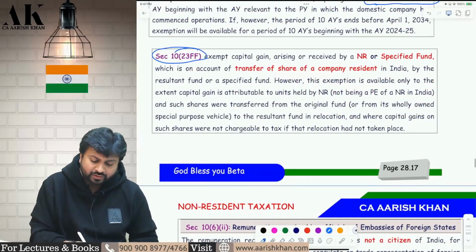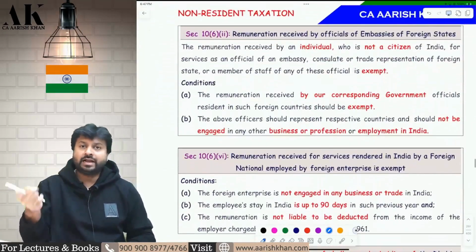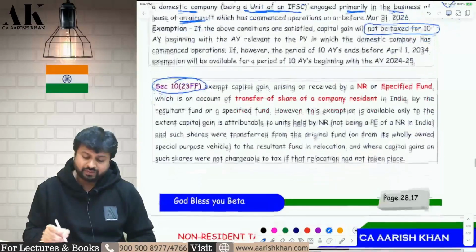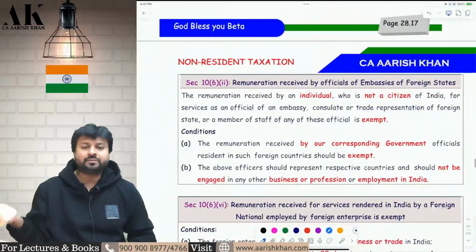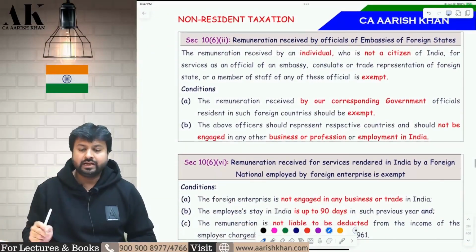The next point is related to capital gains. Whenever capital gains start, at that point of time I will be addressing this concept of original fund and the resultant fund. It is linked to that particular concept. So today I am not speaking about that. Let's move on to the next point.